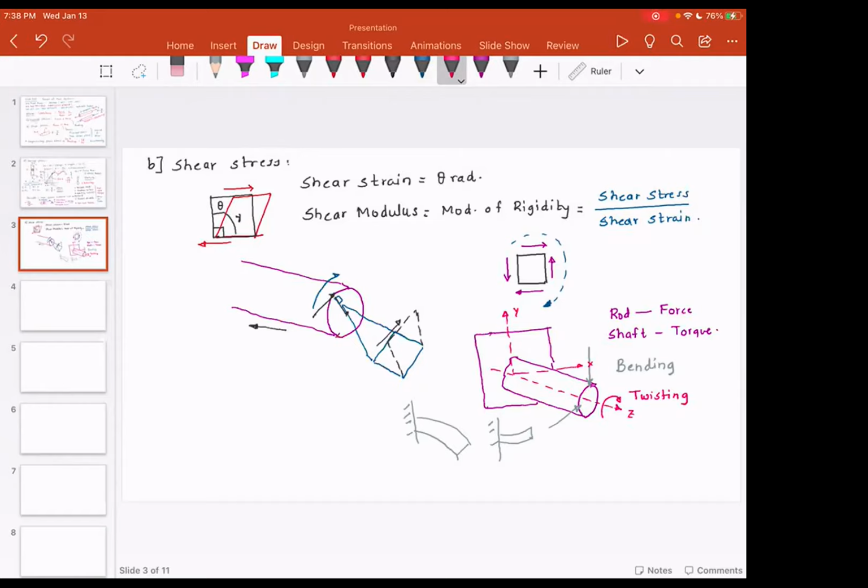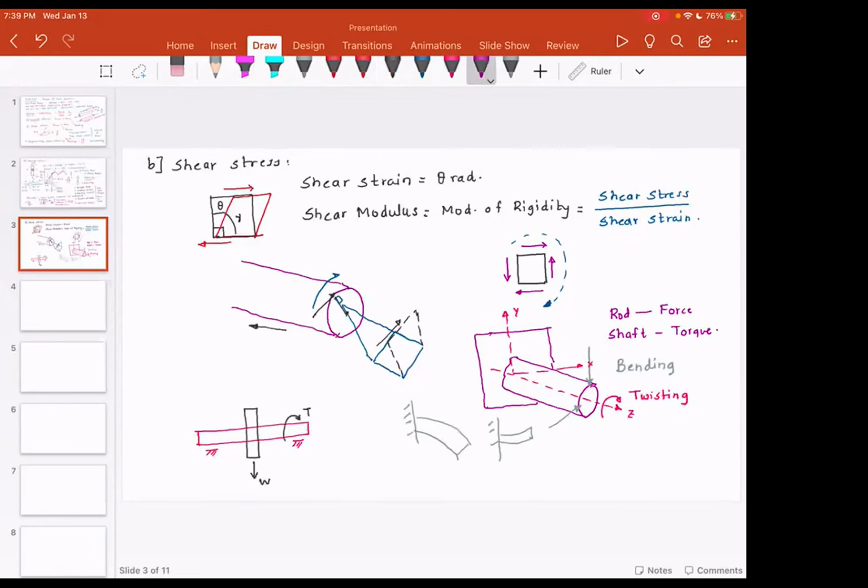In certain cases, and we will solve problems like these, consider that you have a shaft, and this shaft is supported at the bearings. And then on this shaft, you have a pulley. The pulley has a certain load, so the weight of the pulley, and then you have the torque.